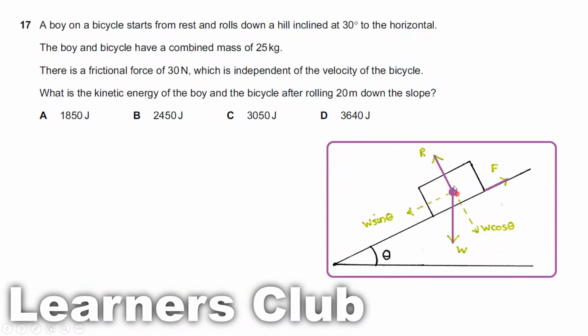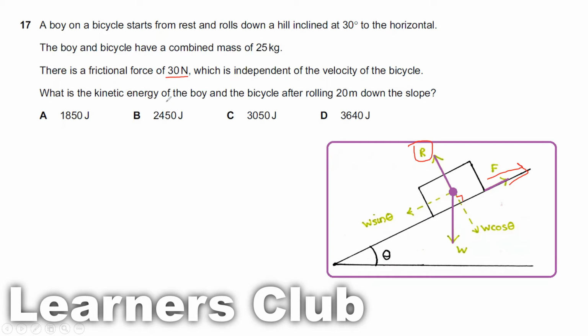There is a weight which will act vertically downwards. Then the reaction force will act perpendicular to the surface. If it's rolling down, the friction force will act opposite to the motion. So the friction force is in this way, which is already given as 30 Newton. It is independent of the velocity of the bicycle.